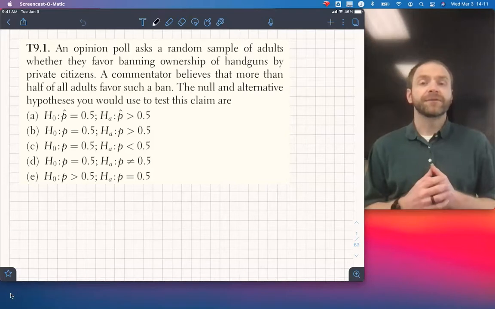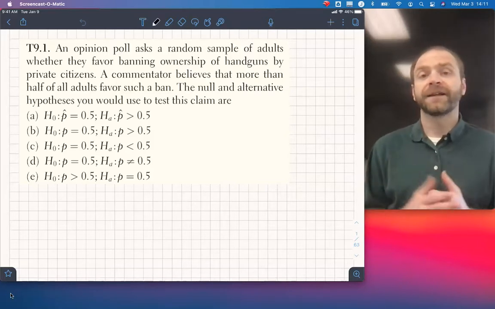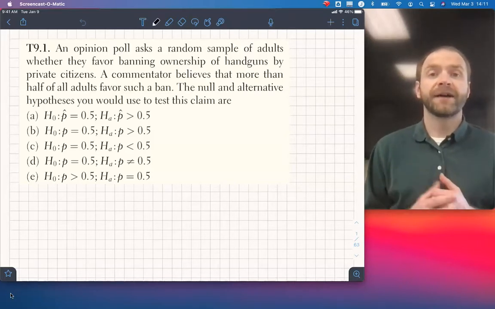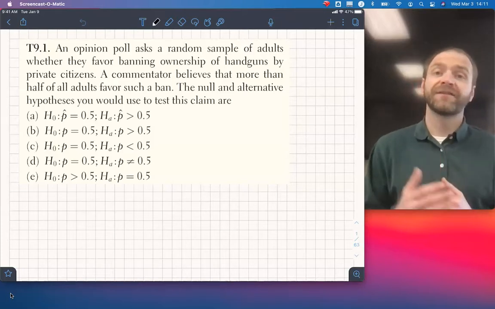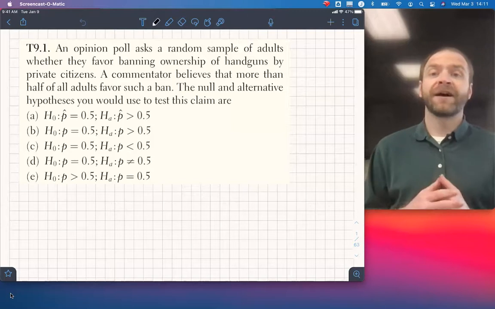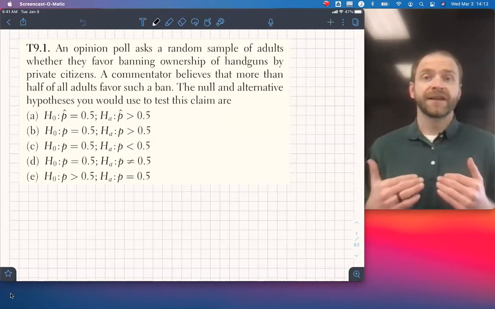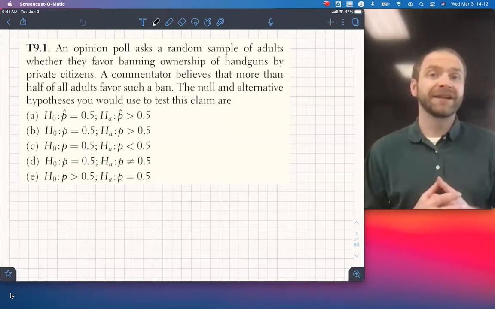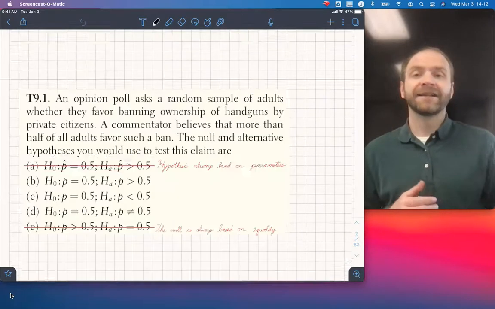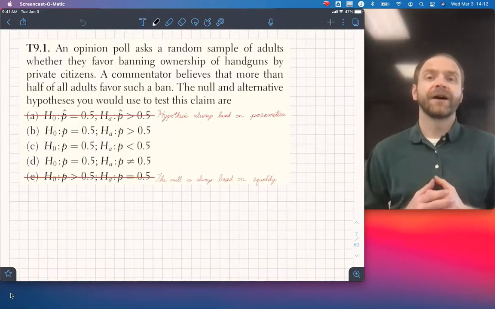An opinion poll asks a random sample of adults whether they favor banning ownership of handguns by private citizens. A commentator believes that more than half of all adults favor such a ban. The null and alternative hypotheses that you would use to test this claim are, well, I'm going to want to read all these. And what I'm going to do is scan that list over there, and I'm going to see that there's probably a couple I can eliminate. And really, I can eliminate choices A and E right away.